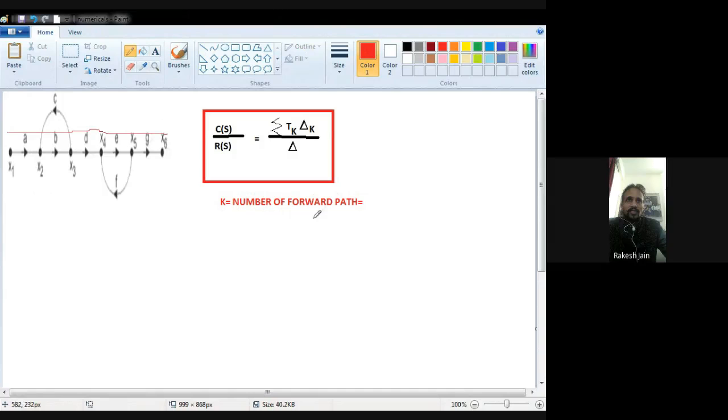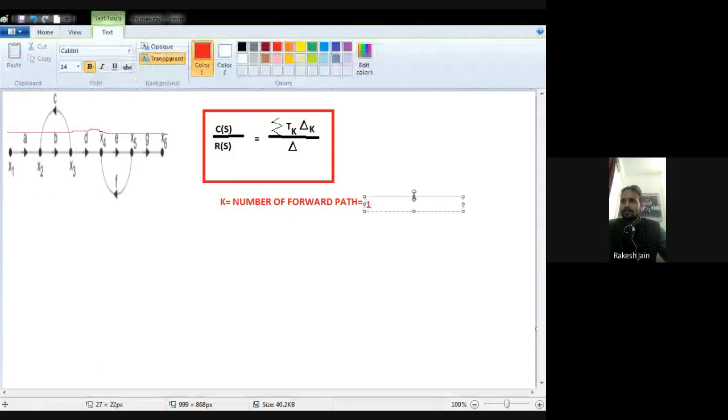Now is any other forward path there? I just check. I start from x1, reach x2, but I can't reach x3 via the gain C, because the arrow direction is opposite. So this is not a forward path. Then x1 to x2, then x3, then x4. I can't reach x5 via this branch, because the direction of F is opposite to my direction. So only one forward path. So I just write down that I have only one forward path.